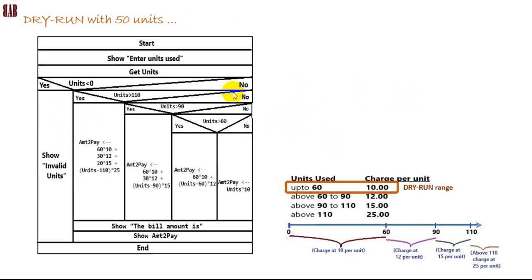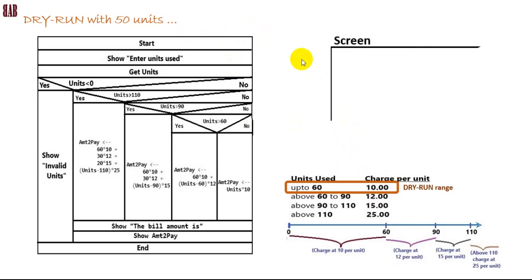Right? So now let's do it with 50. 50 means we are in this range, up to 60. You can put any value. I'm just using 60. Okay, we are going to dry run a 50 value. So that means it should be multiplied by 10, right? So 50 into 10 will be 500. 500 will be the charge.